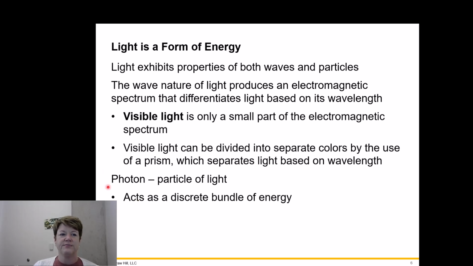So a photon is a particle of light, or sometimes we call it a bundle of energy. So it's like a little packet. Sometimes they say a packet of energy, if you can imagine that.